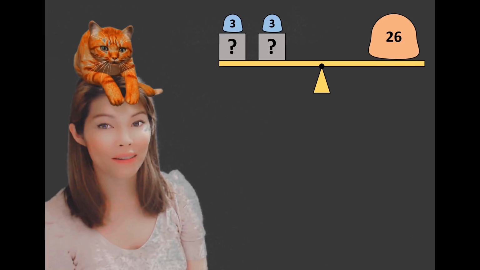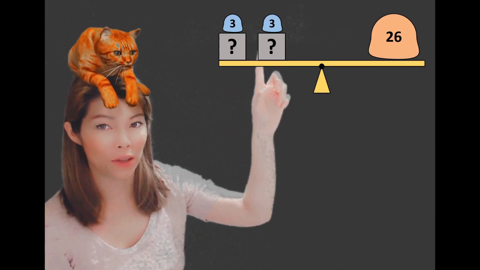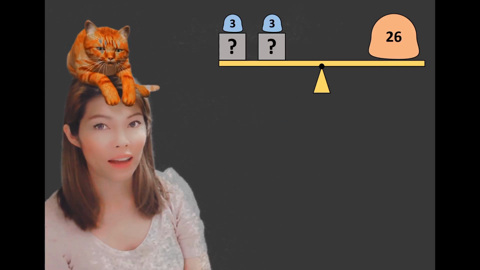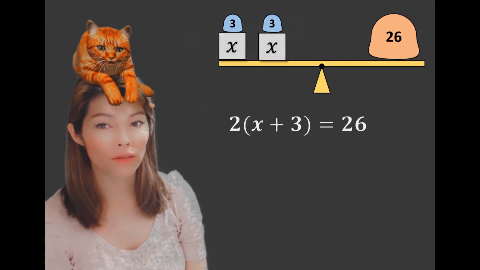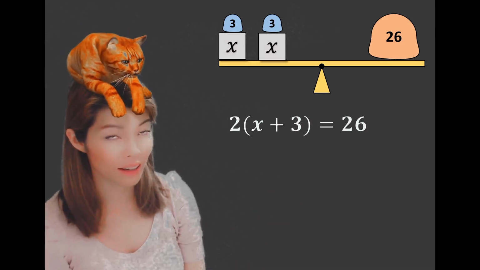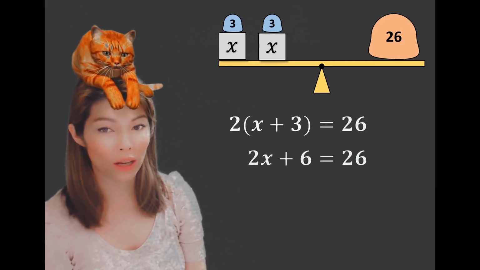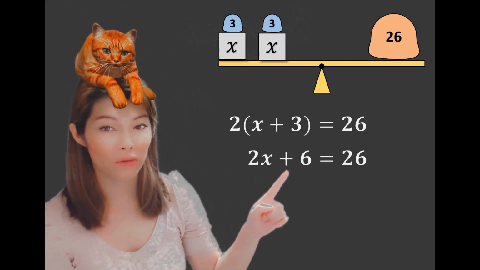So here we have something plus 3 and again something plus 3, or 2 of those. And for unknowns, we're going to use x today. So we have 2 lots of x plus 3. So what can we do? We can expand. So we can do 2x plus 6. And now we can see that we can simplify by getting rid of the plus 6.